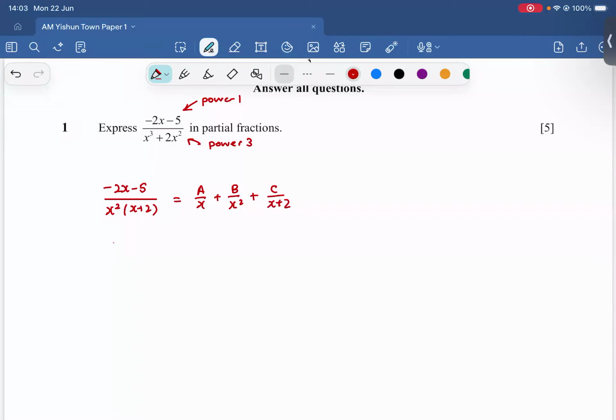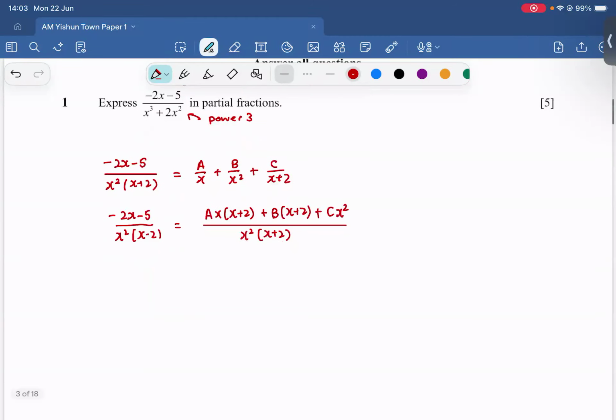So next, we need to make them the same denominator. Normally, you will skip this step, but because for everybody, there are people who understand and people who don't understand well, I write this down. So the first thing, this will have to multiply by x and x plus 2. The b will multiply by x plus 2. And the c will multiply by x squared. Okay, once the denominator is the same, then we compare the numerator. We say that the numerator equals the numerator.